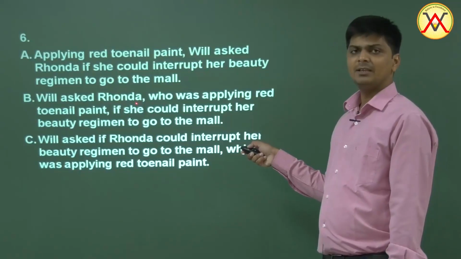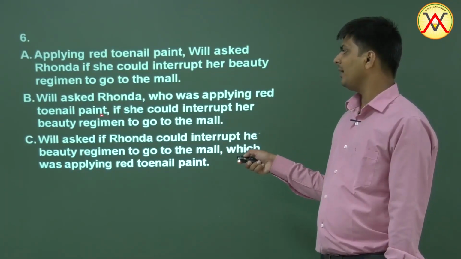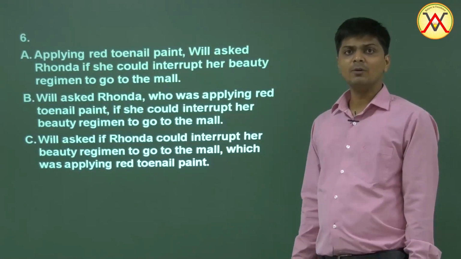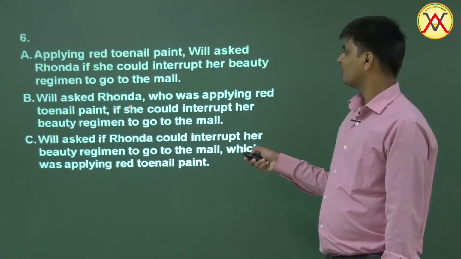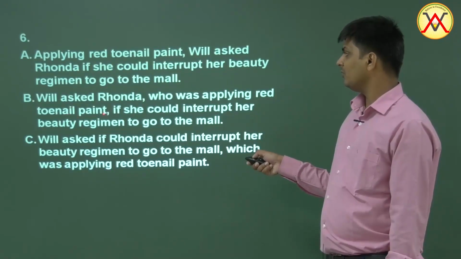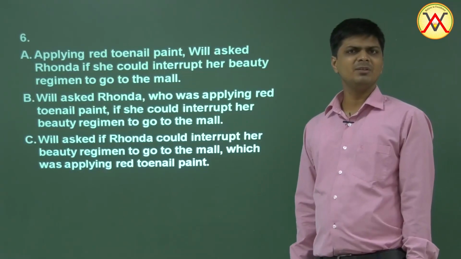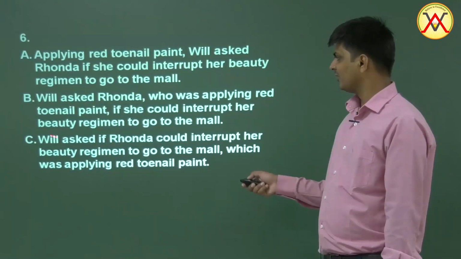Well, yes, here "who was applying red toenail paint" is the modifier. It's put close to Rhonda, and it is right because Rhonda was doing it. So, "Will asked Rhonda, who was applying red toenail paint, if she could interrupt her beauty regimen to go to the mall." This seems to be the right answer. Let's check the other one too.